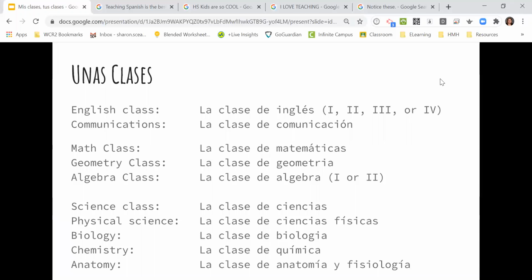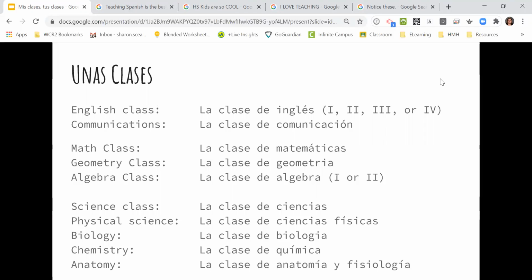First, for some English classes, we have English class, la clase de inglés. And you could say la clase de inglés uno, la clase de inglés dos, la clase de inglés tres, la clase de inglés cuatro. For communications, which would be like yearbook and newspaper, you've got la clase de comunicación.